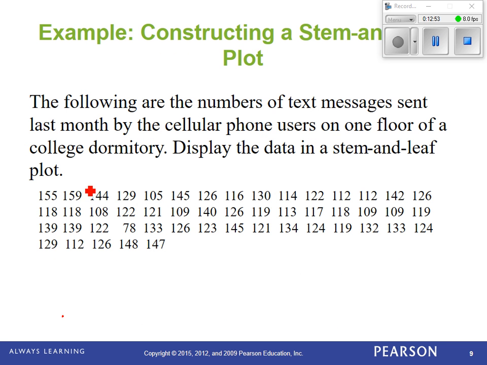Following are numbers of text messages sent last month by cellular phone users on one floor of a college dormitory. Display the data in a stem and leaf plot. And we're just going to run through this real quick. Notice you have this big long set of data.